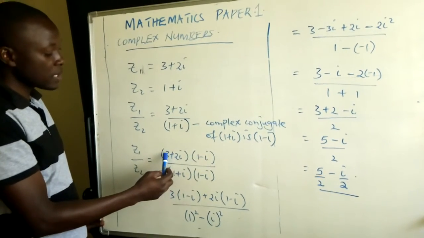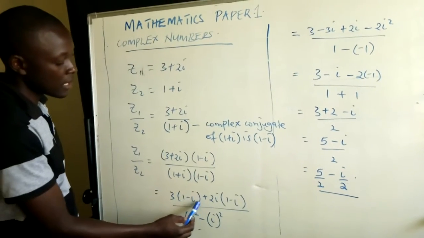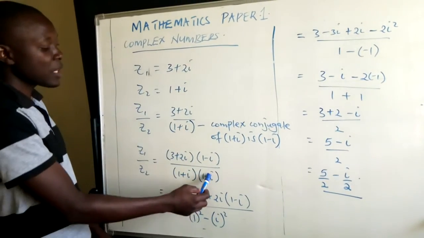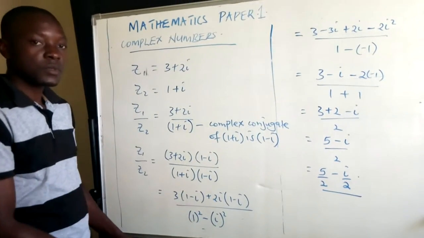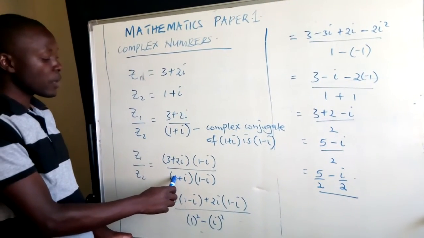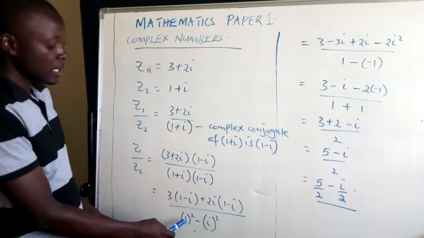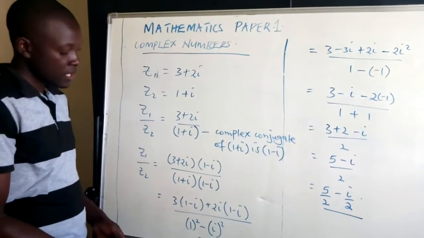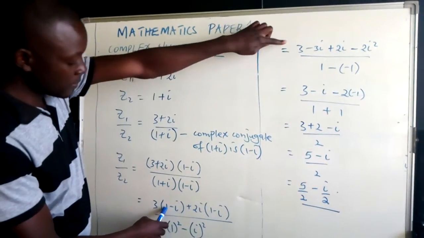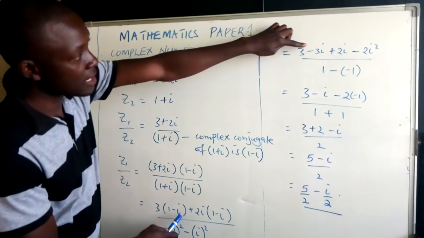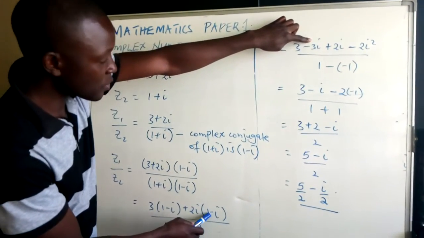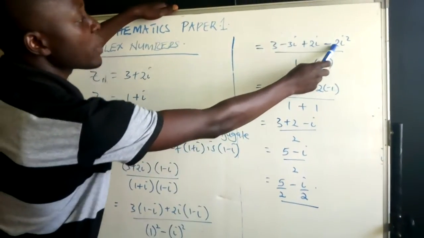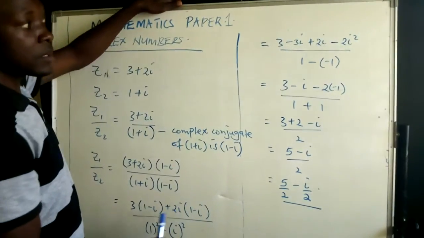Opening the brackets up, this 3 multiplies everything. That's here. And then the 2i also multiplies the second bracket. And the downer part, I told you this is always a difference of two squares. But you get the first term squared minus the second term squared. That's 1 squared minus i squared. Then from the above, we shall have 3 times 1, which is 3. Then 3 times negative i, that's negative 3i. 2i times 1, that's 2i. And then 2i times negative i, that's negative 2i, but the i is here squared to give i squared.